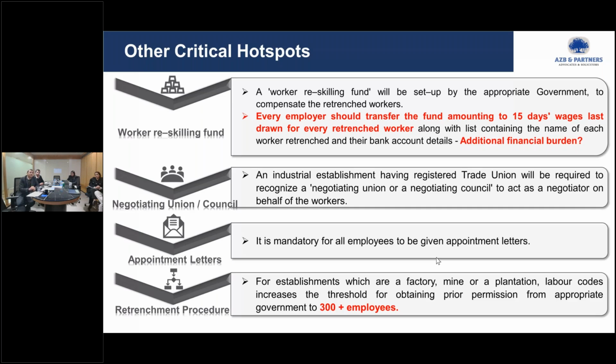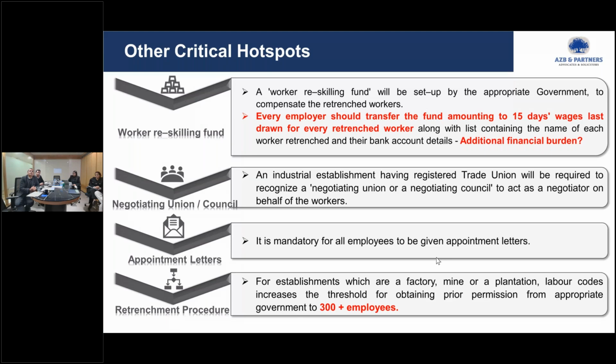And the last point, I think it's very important: earlier, the retrenchment procedure was, of course, under the ID Act, depending on the number of workers and employees you had. This threshold has been increased to 300 plus employees. So up to 300, you do not need prior permission from the government to fire employees, whereas you do if your workforce strength is 300 or more.